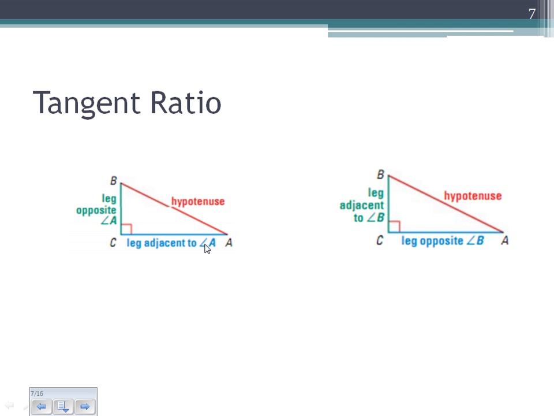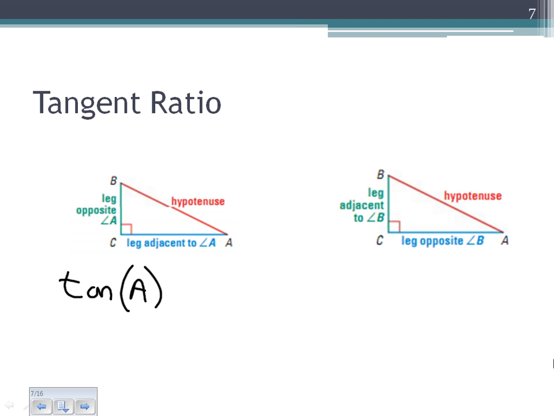The tangent ratio. The tangent, whenever you find a tangent, you always find it of a certain angle. So I didn't quite fill it all out in the last page. So I want you to find the tangent of angle A. The tangent of angle A. What that means then is you have to find angle A in your triangle.